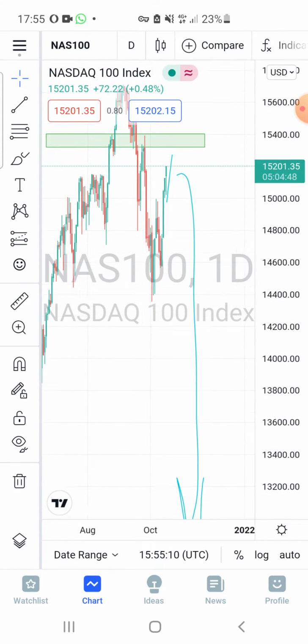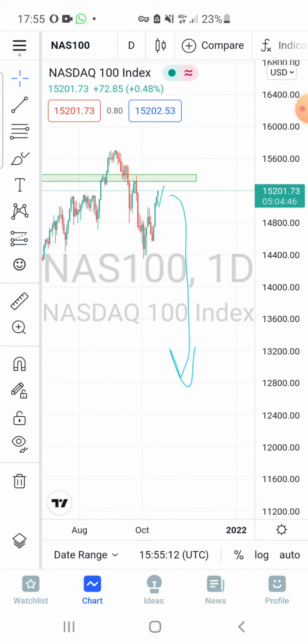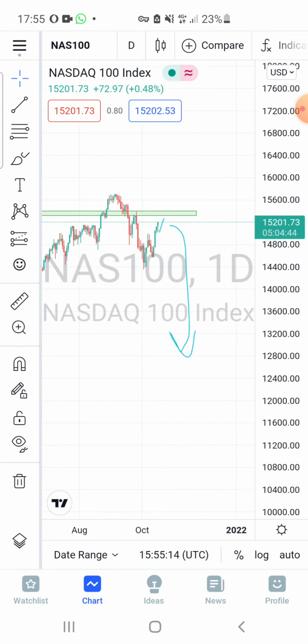I just drew this arrow pointing that we are expecting a downside move when it reaches that green zone. Mark this zone. You are gonna thank me later, guys. I'm telling you, just mark that green zone. You gonna thank me later.